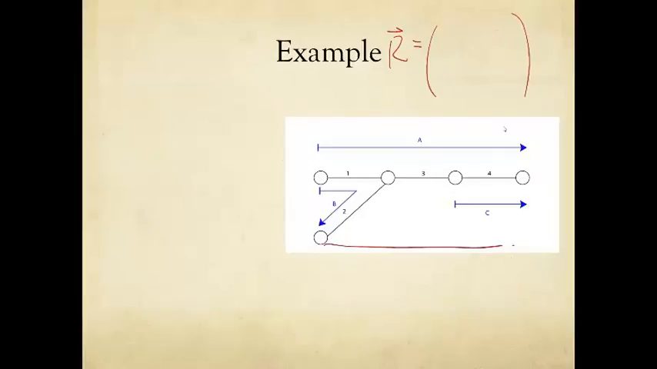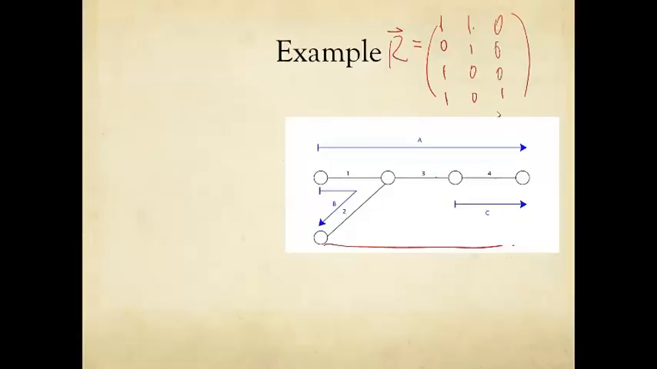So the first column, either write column-wise or row-wise, the first column corresponds to session A, which uses links 1, 3, and 4. So it's 1, 0, 1, 1, because the first, third, and fourth links are used, the second link is not used by session A. The second column corresponds to session B, which uses links 1, 2. So the first 2 positions are 1s and then 0. Third column, session C, which only uses link 4, so 0, 0, 0, 1.